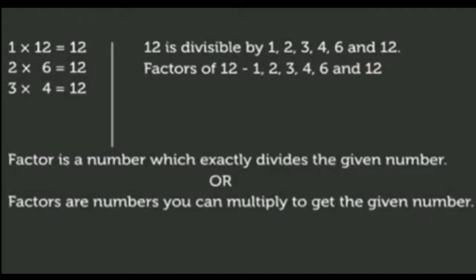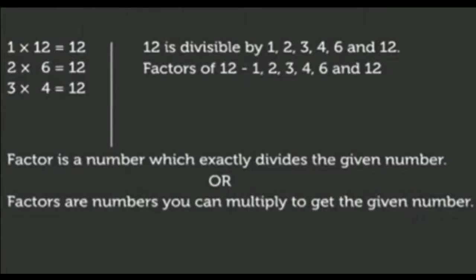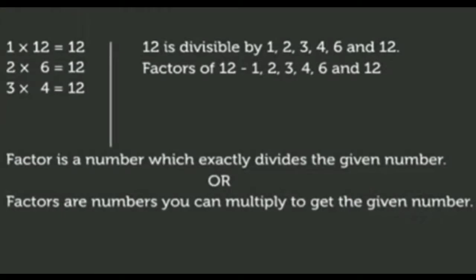So now if we combine both the methods of factors, in terms of multiplication and division, we find the definition as: in terms of multiplication, factors are the numbers you can multiply to get the given number, and in terms of division we can say that a factor is a number which exactly divides the given number. The meaning of both is the same, but the way of defining is different.